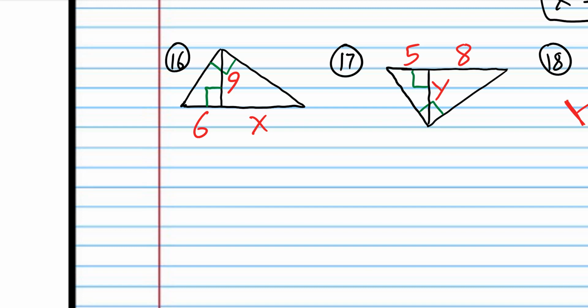Now in this problem, the altitude, we actually know what it is. So we can just write 9, the altitude, is equal to the geometric mean of 6 and x, so the square root of 6 times x. So this is different because usually we're looking for the altitude, but in this problem we have the altitude and we're looking for one of those segments created by the intersection of the altitude with the hypotenuse.